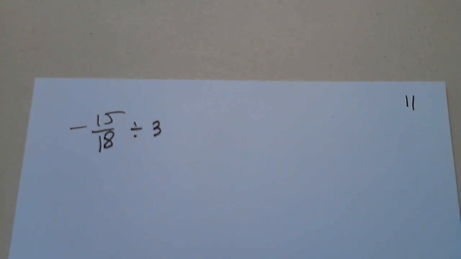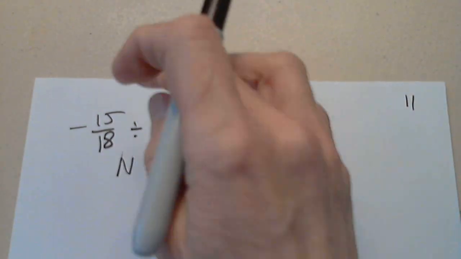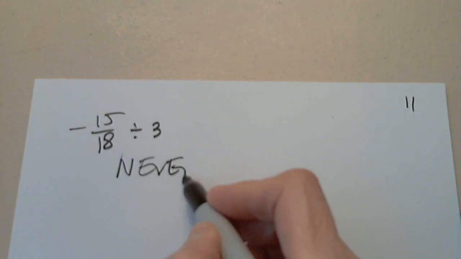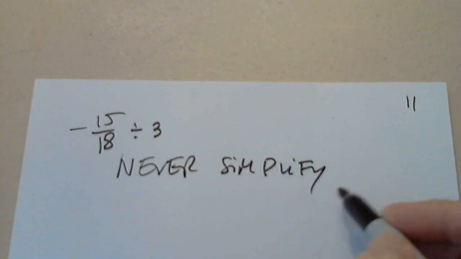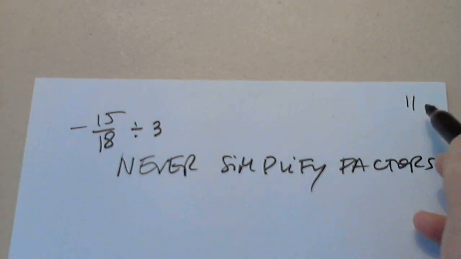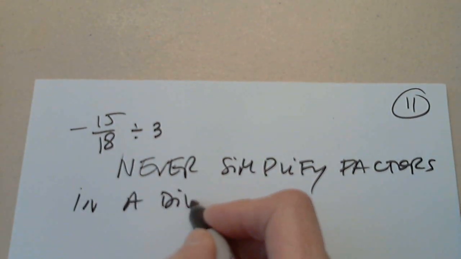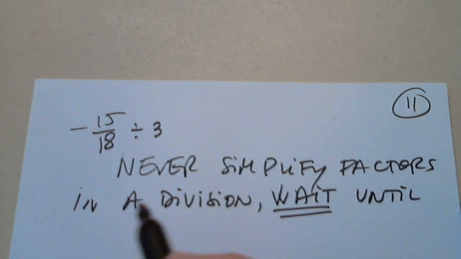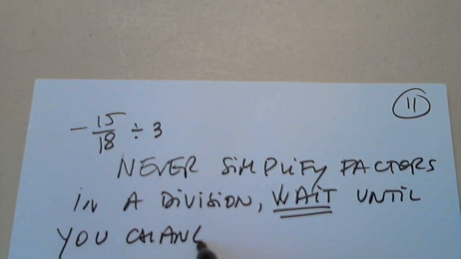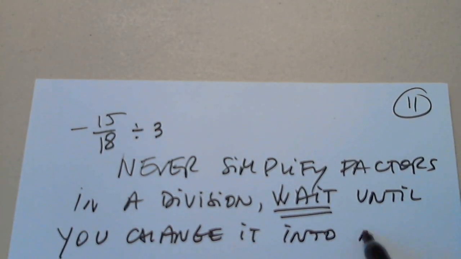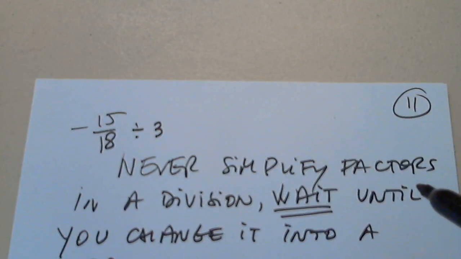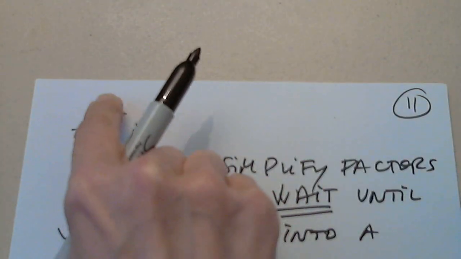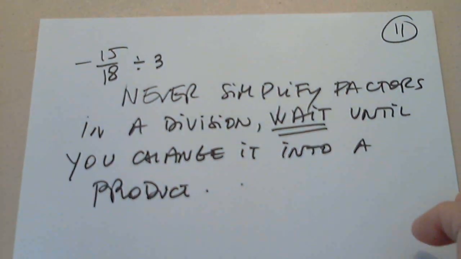You cannot simplify in a division. Never, unless you simplify the fraction by itself. This is extremely super important. Never simplify factors in a division. Wait until you change it into a product. So never simplify factors across, not the fraction by itself. Of course I'm going to simplify the fraction by itself.